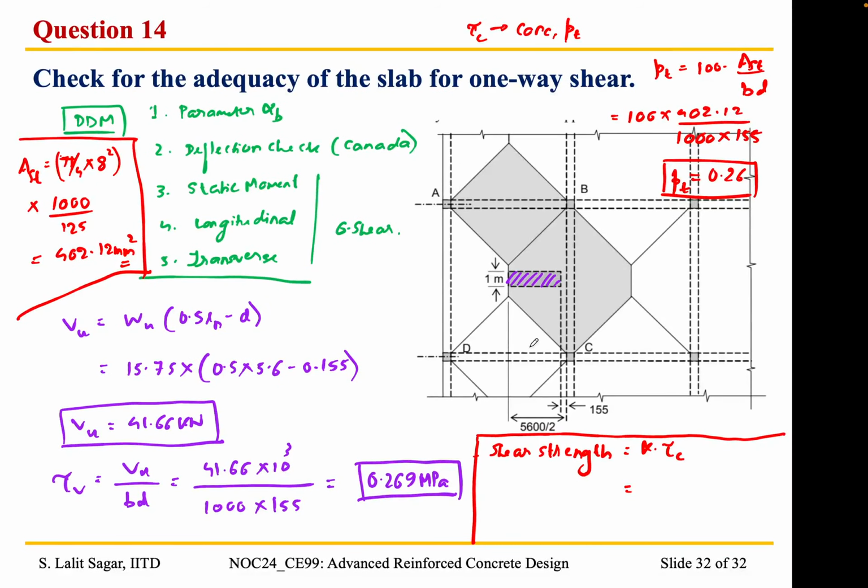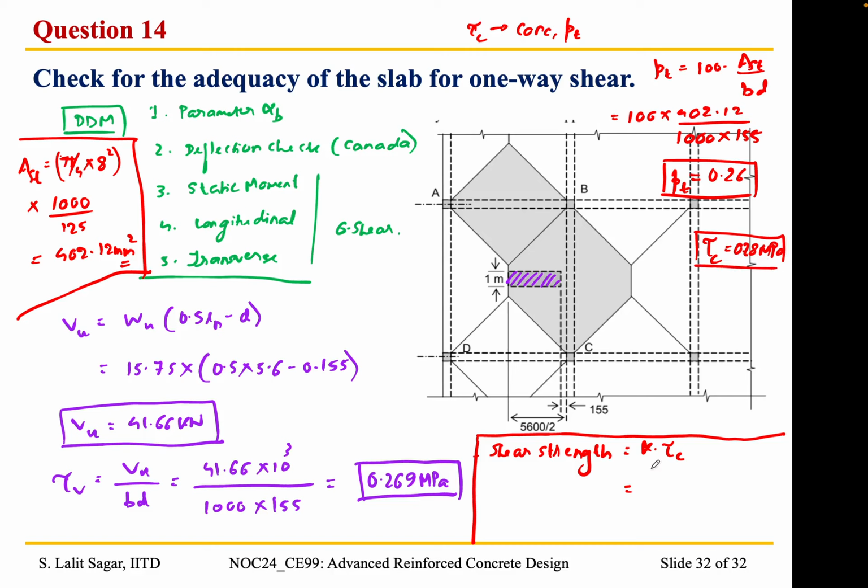So for this particular value of PT, I'm getting the value of tau c as 0.28 MPa. I could not pull out the IS code because it was not opening.